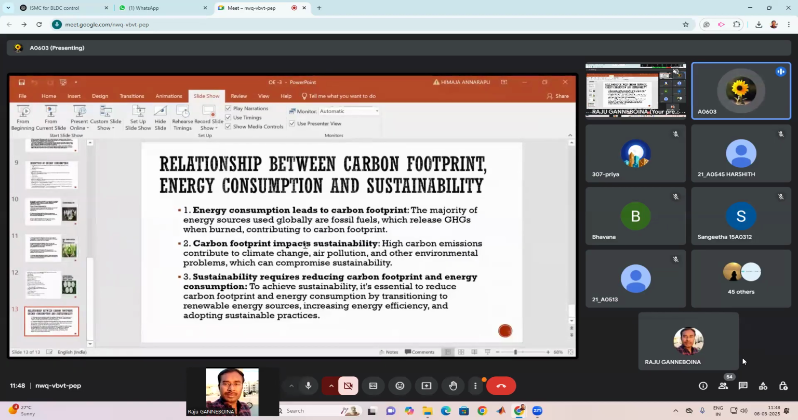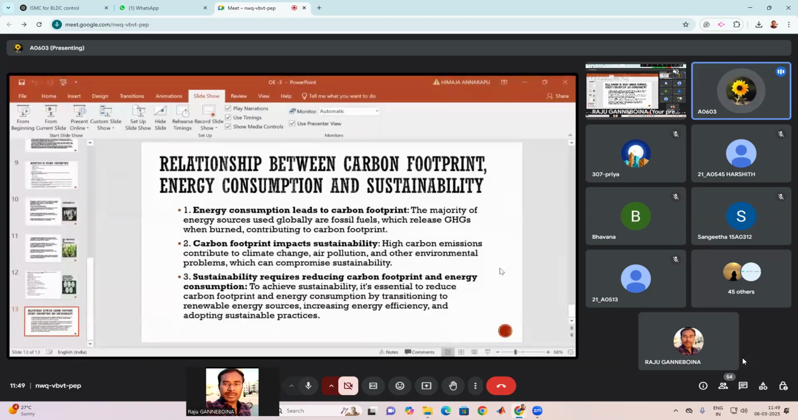Next is carbon footprint impacts sustainability. Obviously, carbon footprint is the thing which releases CO2. So basically, sustainability is not attained when CO2 is released into the environment, which is polluting, which is opposite to sustainability. So higher carbon emissions contribute to climate change, air pollution, weather change, and other environmental problems, which can definitely compromise sustainability. And the third thing which I want to say is sustainability requires reducing carbon footprint and energy consumption.